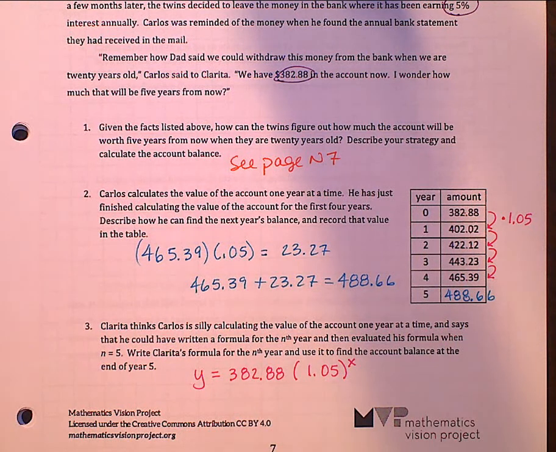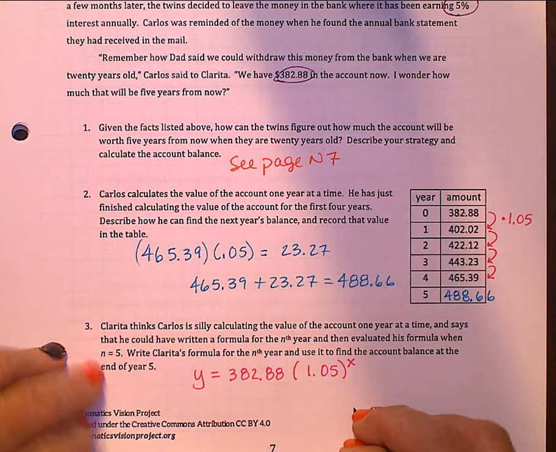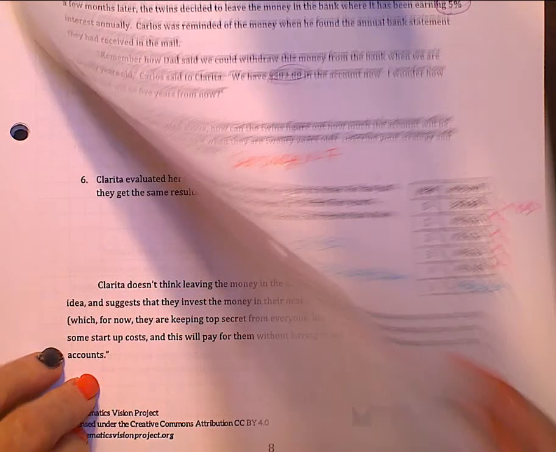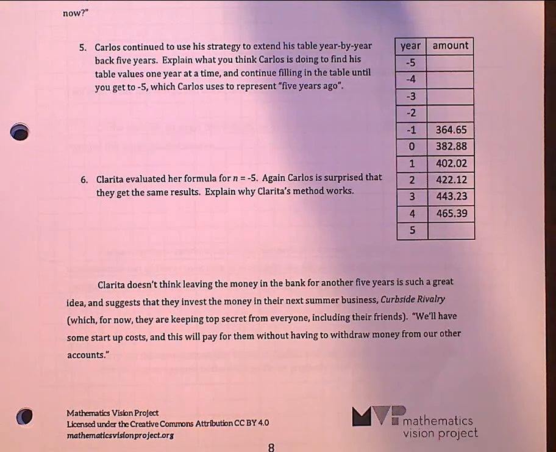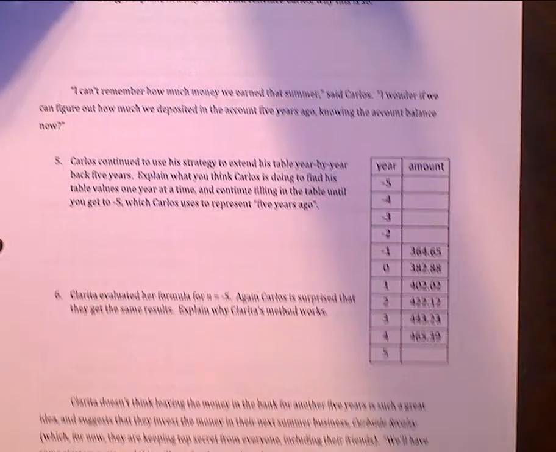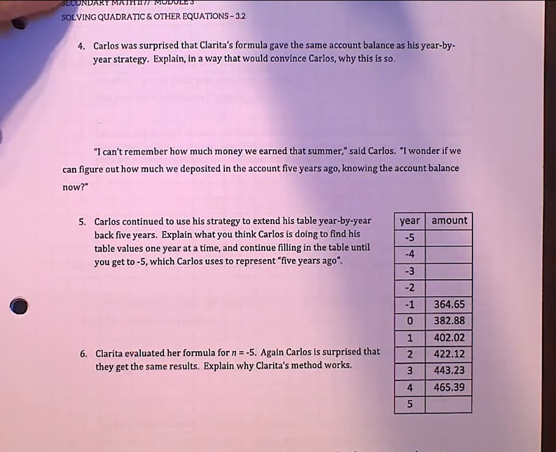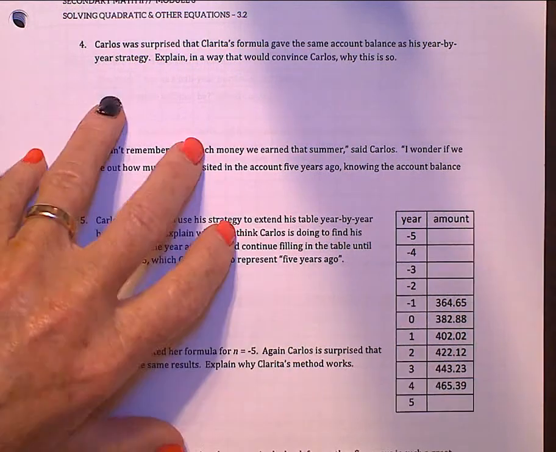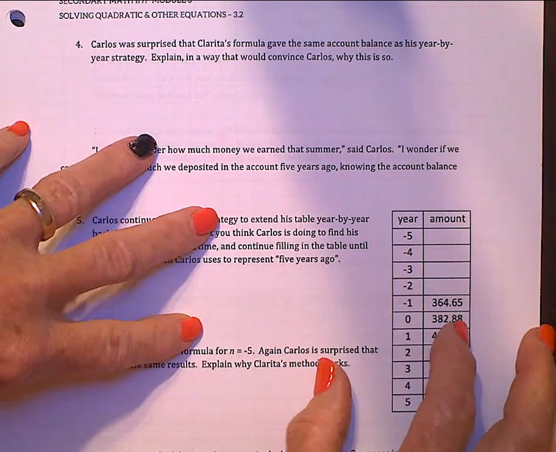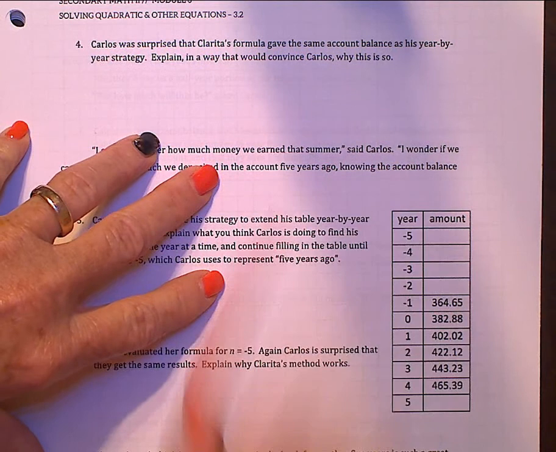All right, look at this next one. So we'll flip the page. We are going up to page 8, where Carlos was surprised that Clarita's formula gave the same account balance as the year by year. Explain why this is so.